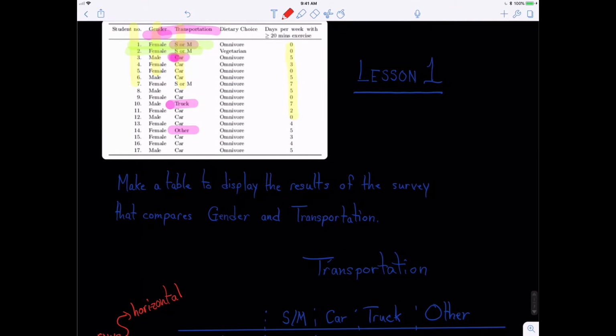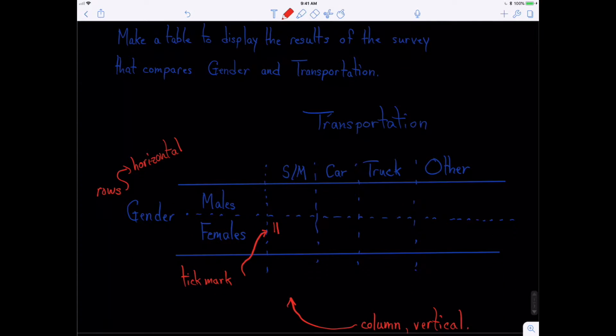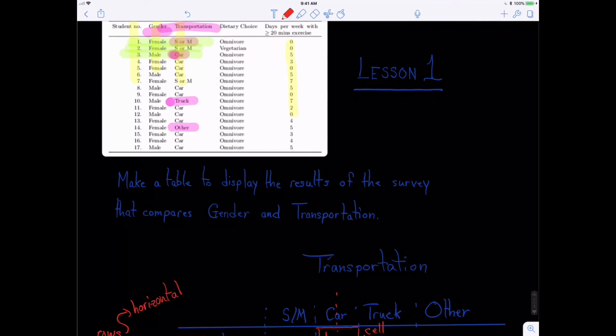Then we come back up. Our next person is a male that drives a car. So now we come down here and we go along the row, males, so we're traveling this way and this way. And where these two meet, where a row and a column meet, this is called a cell. So we record the two pieces where they meet with a tick mark, just like we've already done for two females.